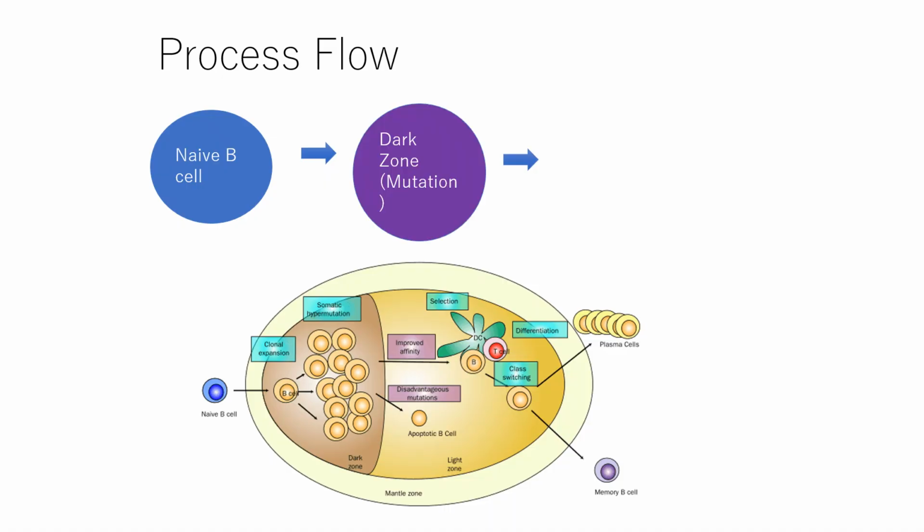By repeating mutation and selection, they gradually improve their antibody affinity, and finally, B cells become plasma cells or memory B cells.